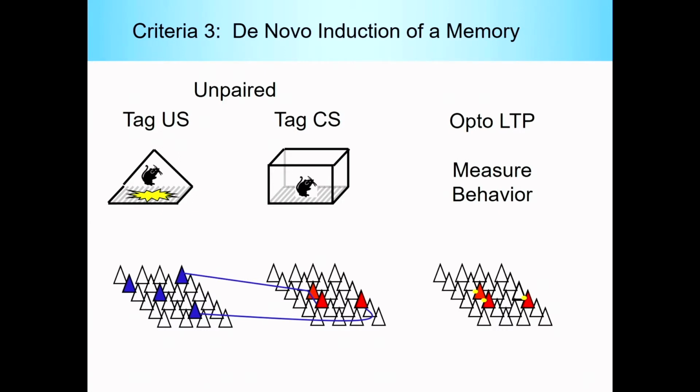But since this is a Pavlovian task, we do have a way of labeling a group of neurons that respond to the US and labeling a group of neurons that respond to the CS, the box. And we can do it in an unpaired way so that the animals actually haven't formed an associative memory. But what we can do is we can put channel rhodopsin into all of those groups.